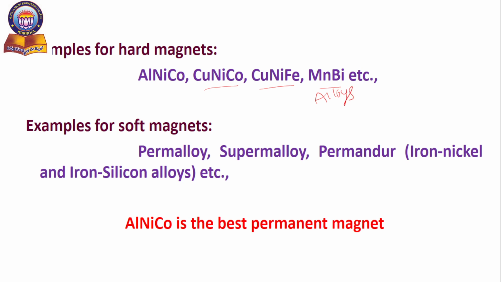Then for soft magnets: permalloy, supermalloy, permandur. These are nothing but iron, nickel and iron silicon alloys. Among all these, the best permanent magnet is alnico. Alnico, aluminium, nickel, cobalt is the best permanent magnet.